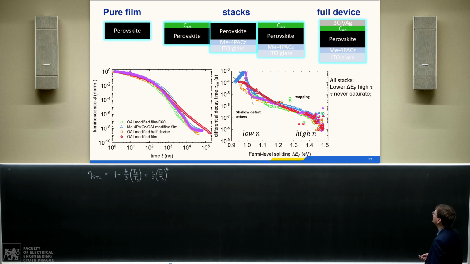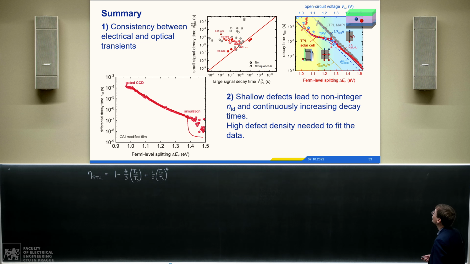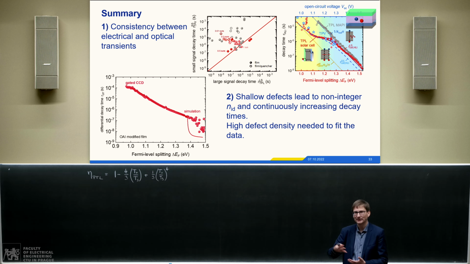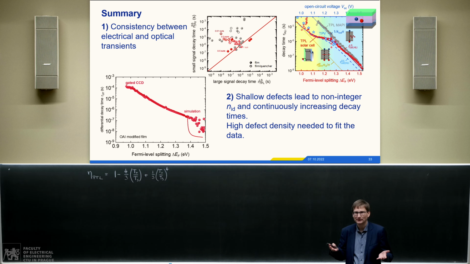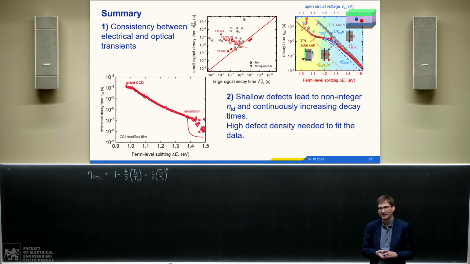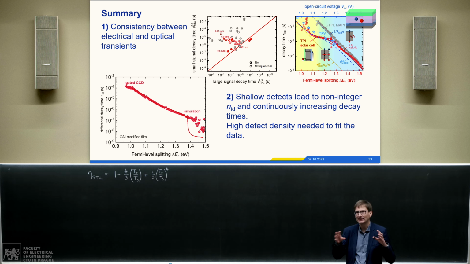Good. So, summary. The first part was trying to tell you that electrical transients and optical transients can fit together. The information you extract from them does fit together, but it wouldn't fit together if you were just fitting exponentials to the data. So you need to actually fit some sort of model to it that contains the key features, like the capacitance, for instance. But then it can all make sense.